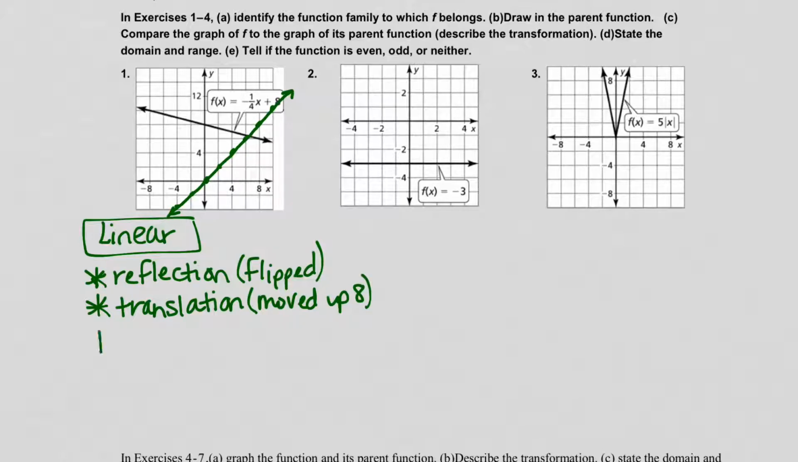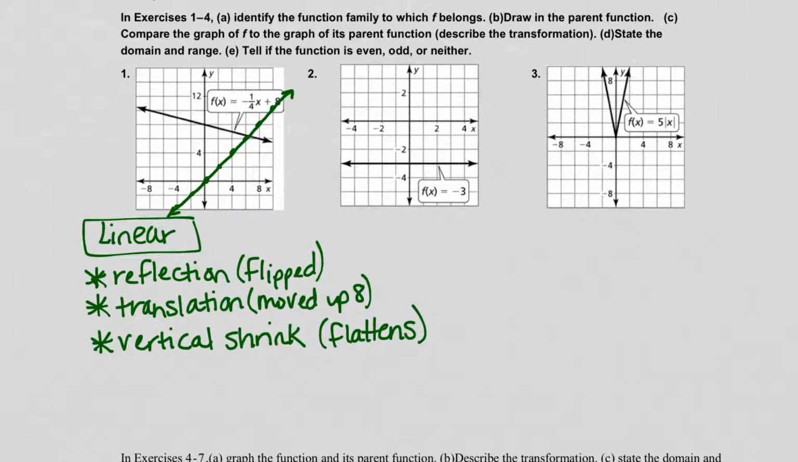And then we look, well, even if I flipped it and moved it up 8, they're still not quite going to line up, because my parent function is quite steep where the graph I was given is quite flat. So this is a vertical shrink because that parent function is flattening out. I don't know what I'm writing. It's a vertical shrink because it flattens.